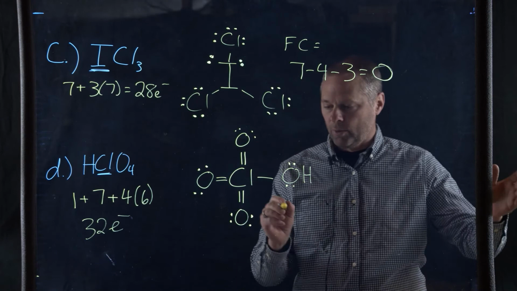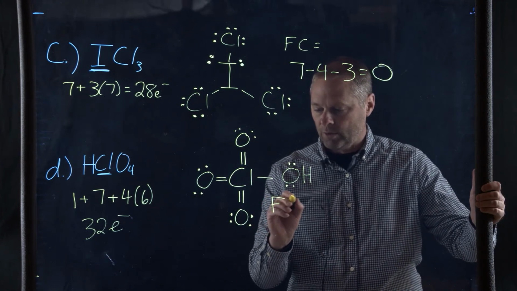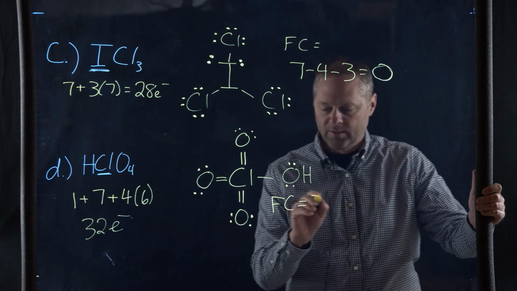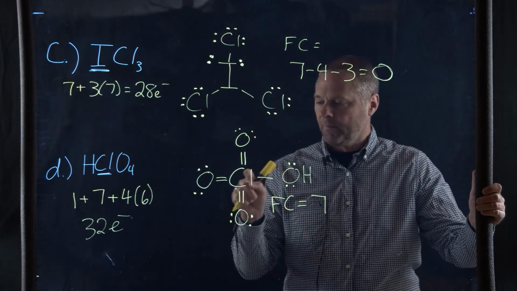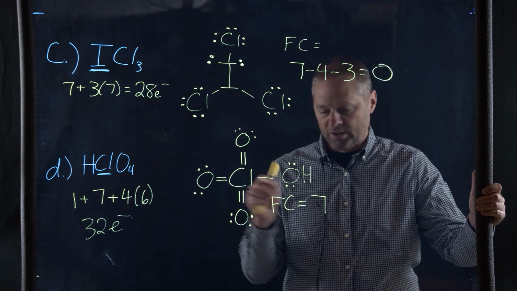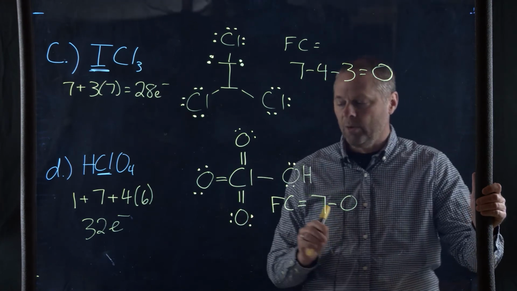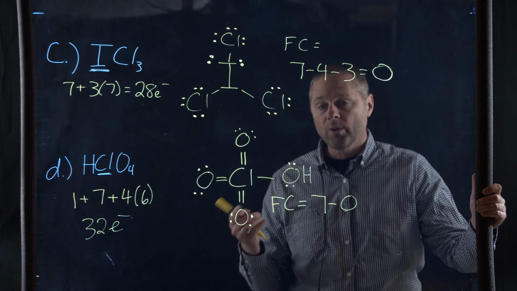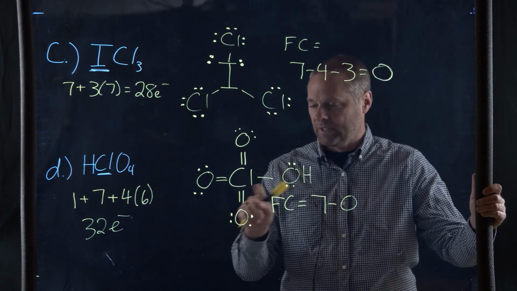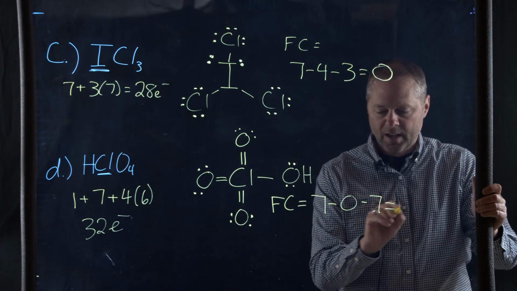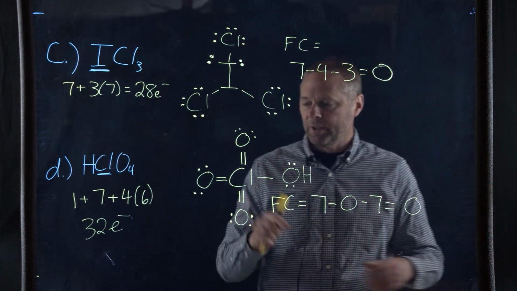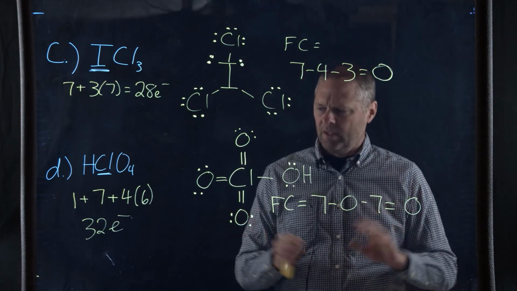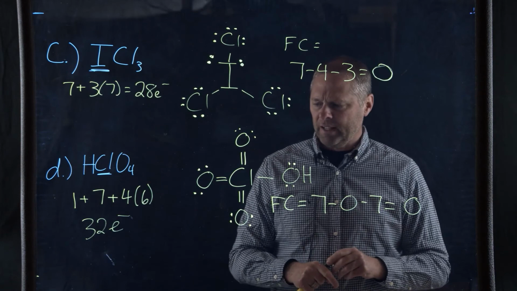Now let's determine the formal charge of the chlorine atom. So the formal charge of the chlorine atom is going to be equal to: the chlorine is going to have 7 valence electrons. It doesn't have any lone electrons around it, so that's going to be minus 0, minus 1/2 the bonding electrons, or the number of bonds. So this is 2, 4, 6, 7, minus 7, and therefore the formal charge of the chlorine is going to be 0.